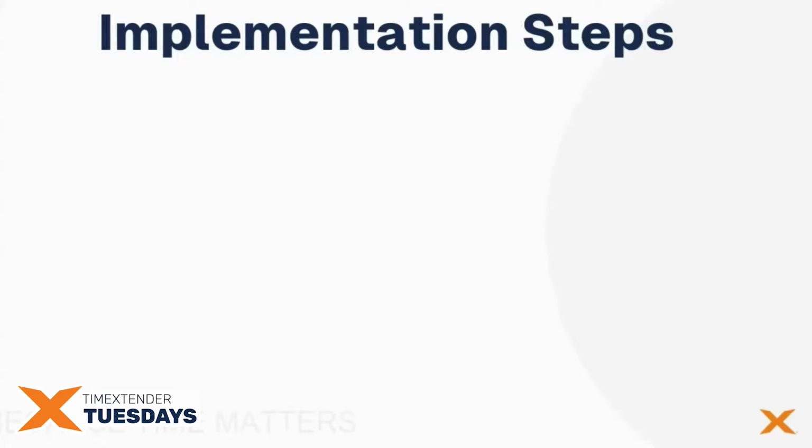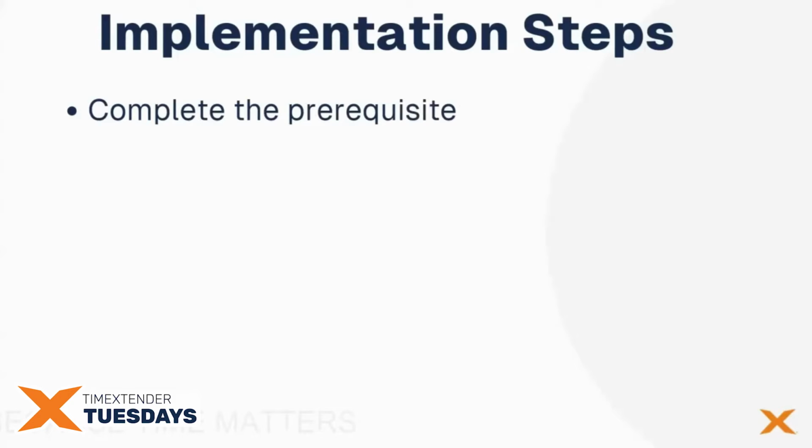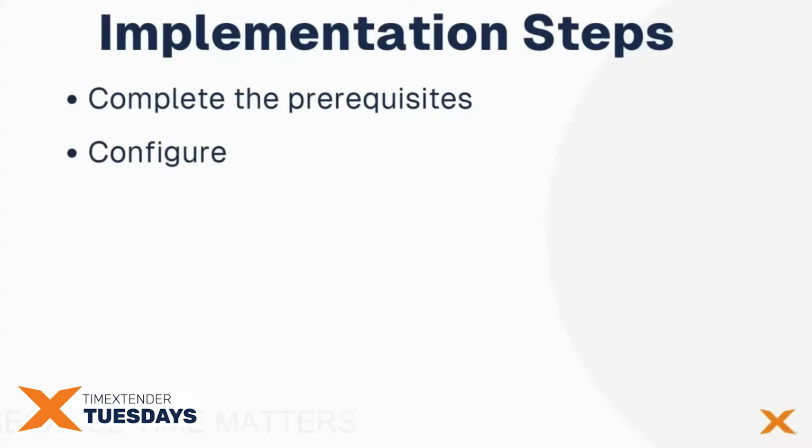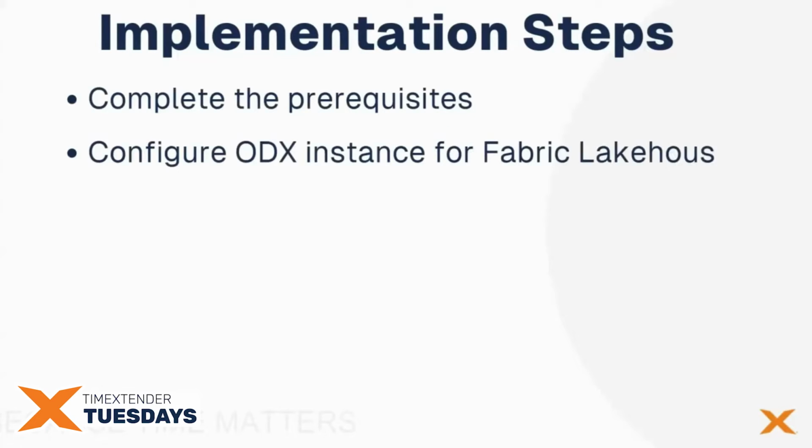Now let's look at the implementation steps. The first one is completing the prerequisites. As we have just seen previously, we have to create an app registration and follow the steps that are there in the prerequisites. The next step is to configure the ODX instance for our Fabric Lakehouse storage.